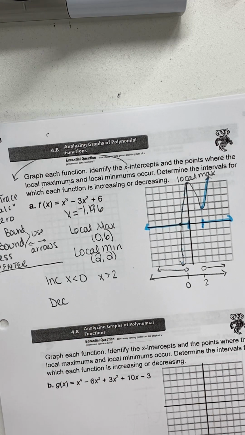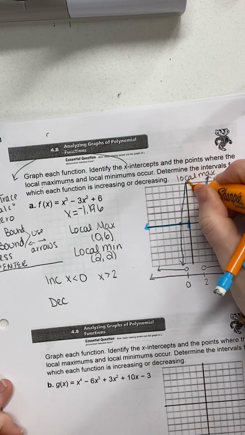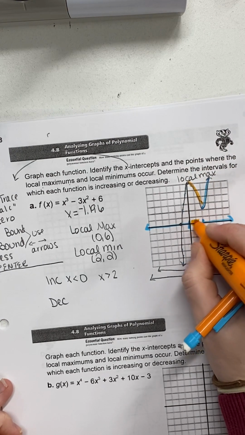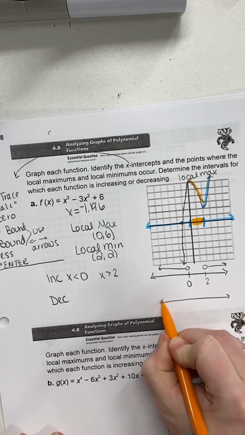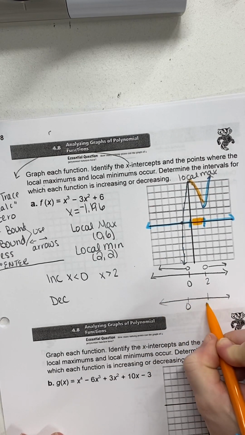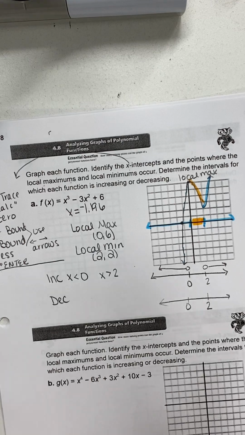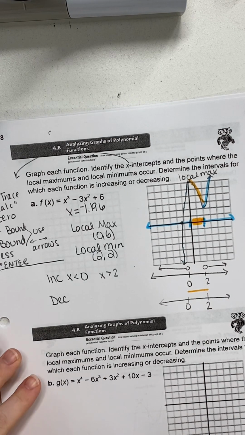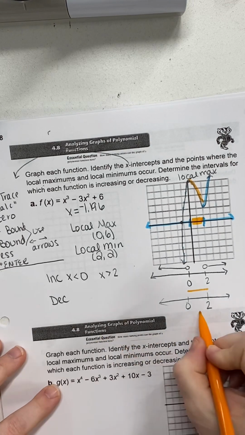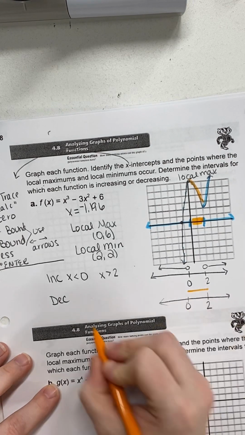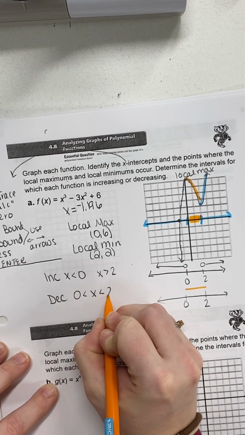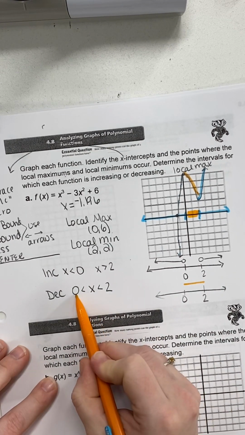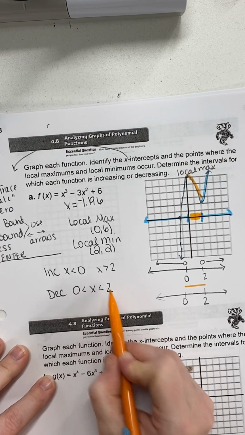We also in Algebra 1 had what we considered AND problems, which were right in between. Right, when we had something in between like that. So that was what we called an AND problem, because we would say that x is in between 0 and 2. So x is greater than 0, but it's also less than 2.